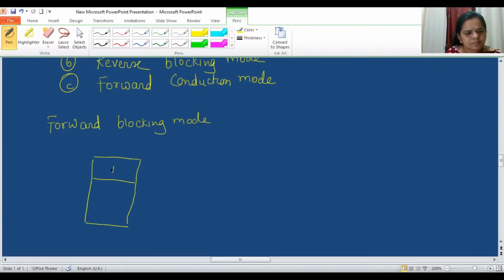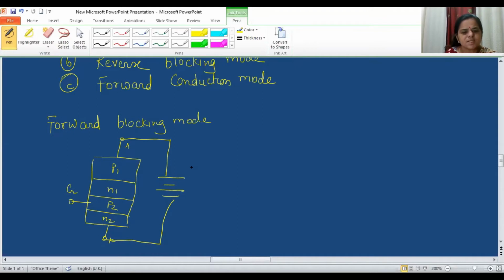Suppose this is P1, N1, P2, N2. This is the anode, this is the cathode, and here is the gate. Now when we say one terminal is the anode, to make the device forward biased it has to be connected to the positive supply. So this is VAK, the anode-cathode voltage, where the anode is connected to the positive potential and the cathode is connected to the negative potential.